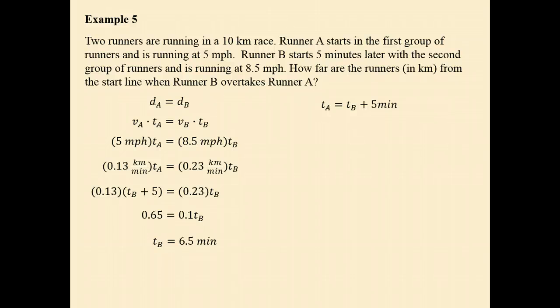Okay, well I know that from the start line to where the runners meet side by side took runner B 6.5 minutes. I can use the equation D equals V times T in order to calculate how far the runner has gone in those 6.5 minutes. Now this is runner B's time, so I'll have to plug in runner B's velocity. So 0.23 kilometers per minute times 6.5 minutes gives me a distance for runner B of 1.5 kilometers. Runner B will be 1.5 kilometers from the start line when he overtakes runner A.